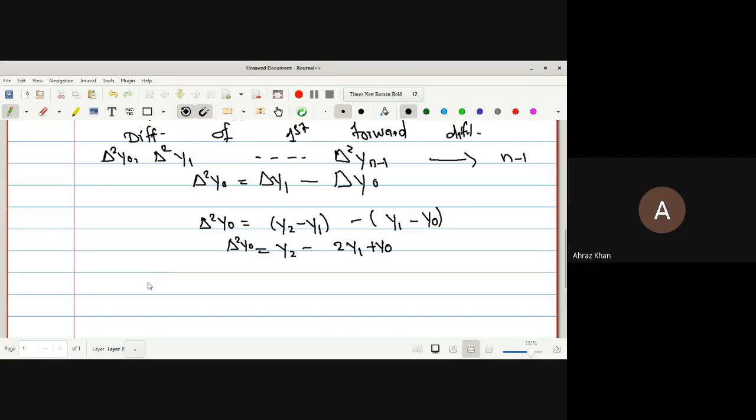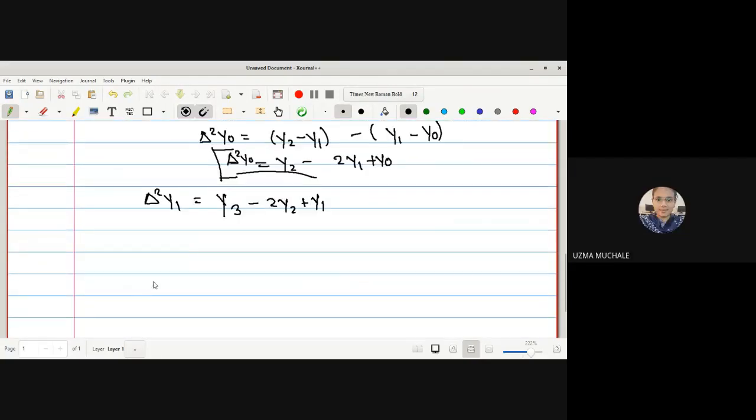Yes, ma'am. Similarly, we can write the formula for delta square y1. Can you tell me what the formula for delta square y1 will be? It is delta y2 minus delta y1. Directly you can see from the general formula we derived: y3 minus 2 times y2 plus y1. Right.